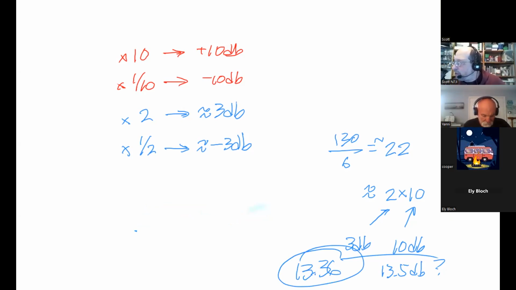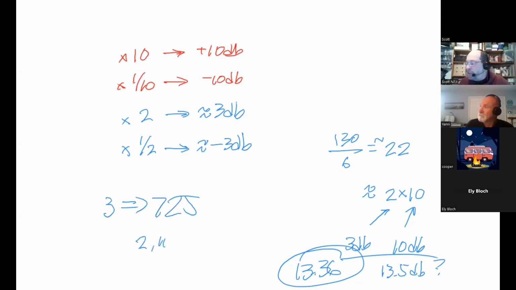So for instance, I could say, okay, I want to start at 3 and go up to 725. All right, well, let's just use 2s and 10s to see how to get there. So we go from 3 to 6 to 12. Let's see, 24. Yeah, let's go 10. I don't really like that one. So let's go 3 to 6 to 60 to 600. Ooh, that's a good one.